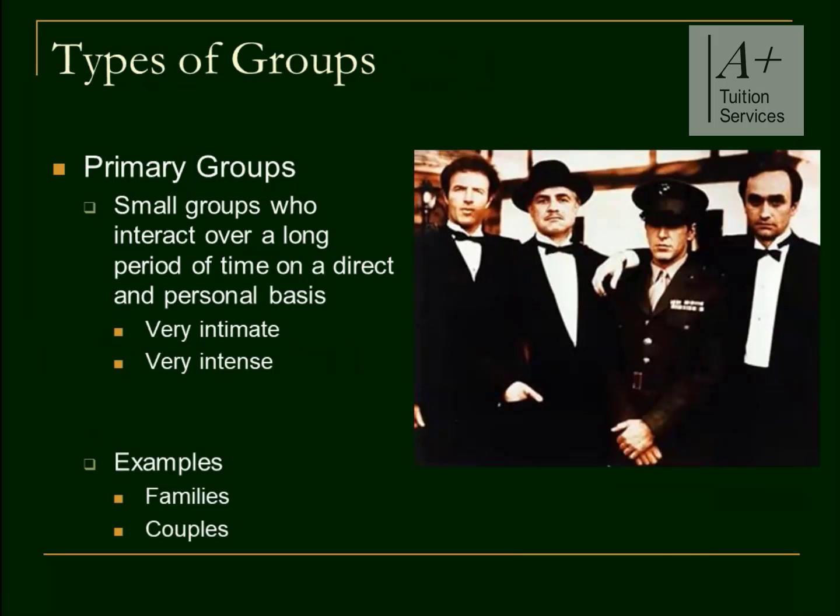We have the different types of groups. We have primary groups, and these are small groups who interact over a long period of time and constantly on a direct and personal basis, very, very intimate and very intense. Examples of these primary groups are families and couples.